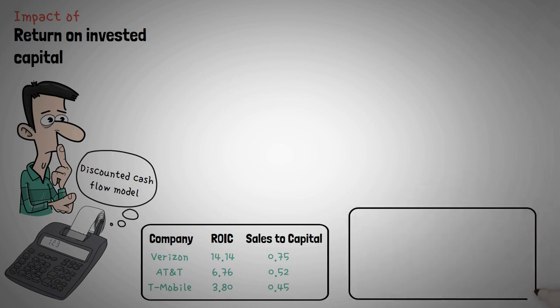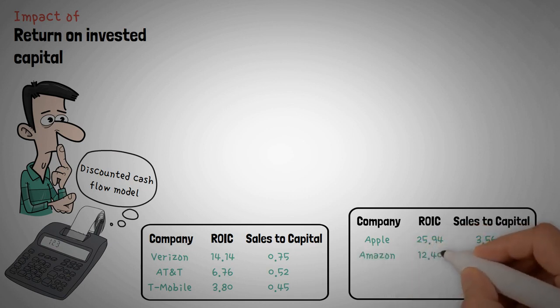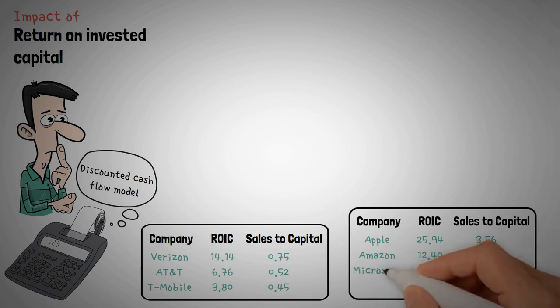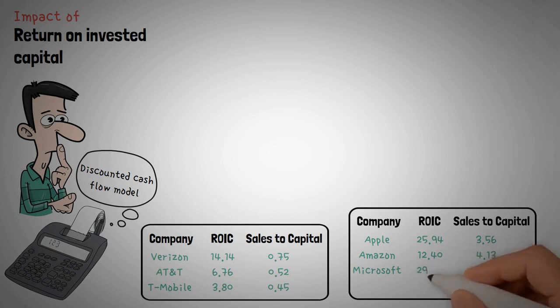And then if we compare the above largest market caps, we see Apple with an ROIC of 25.94 and sales to capital of 3.56. Amazon with an ROIC of 12.40 and a sales to capital of 4.13. Microsoft, ROIC is 29.40, sales to capital 2.46. Google, with an ROIC of 22.51, sales to capital 1.65.